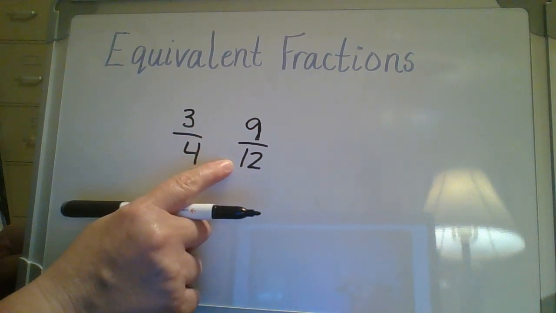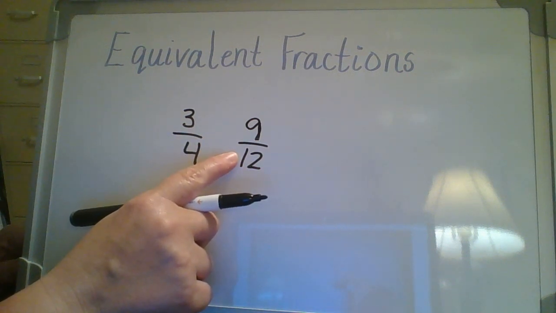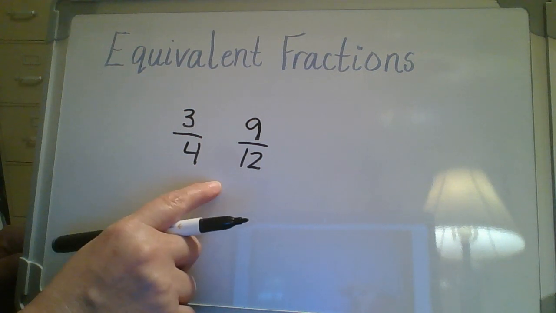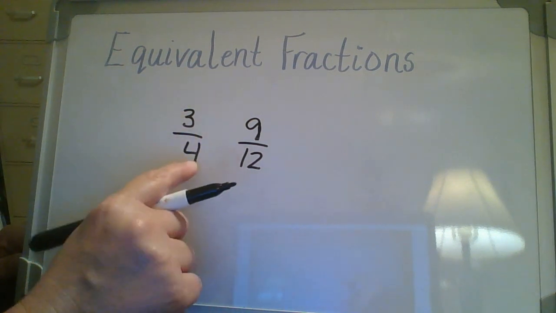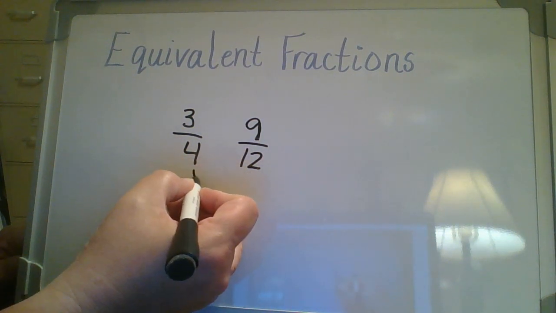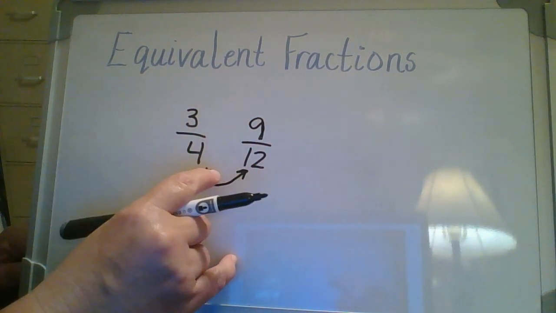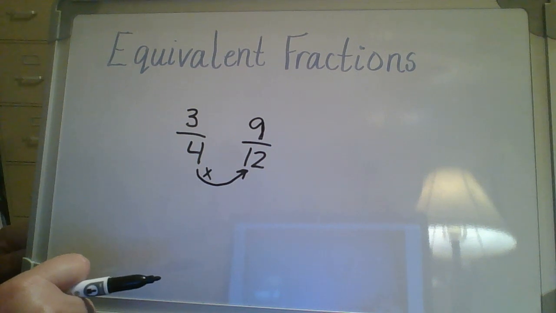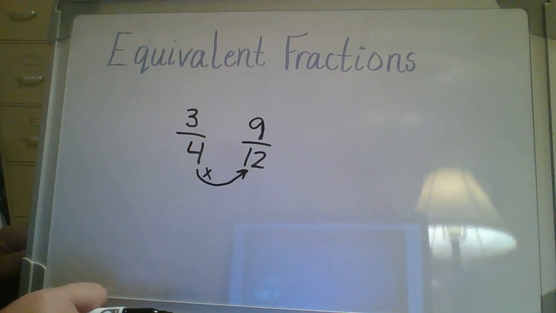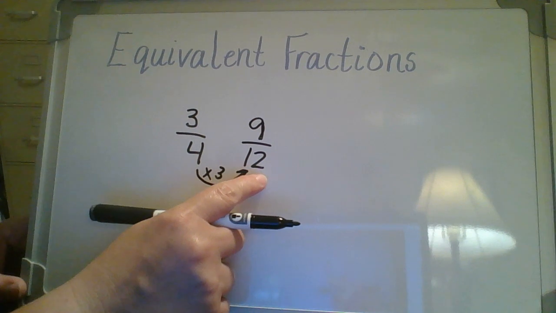3/4 and 9/12. What we want to know is, is this space the same as this space? And to find out, I can check the ratio or the amount of difference. So I have 4 and I have 12. I want to know, 4 times something equals 12. Is that right? Do you know 4 times what equals 12? Good, it's 3. 4 times 3 equals 12.